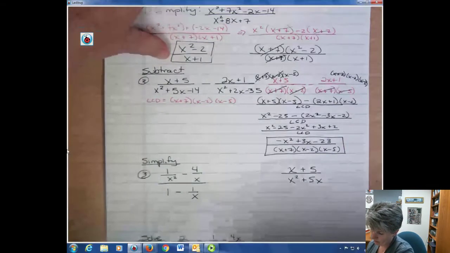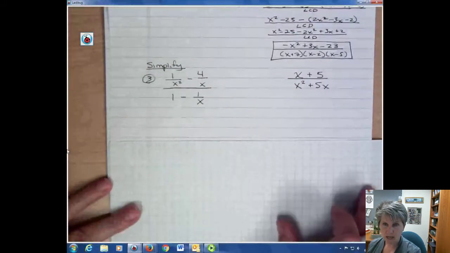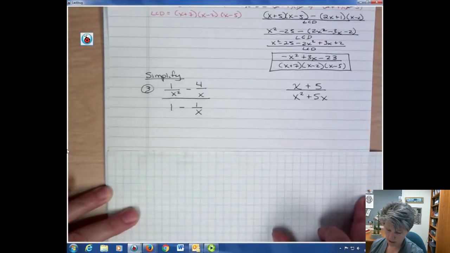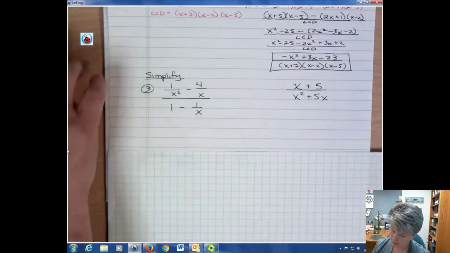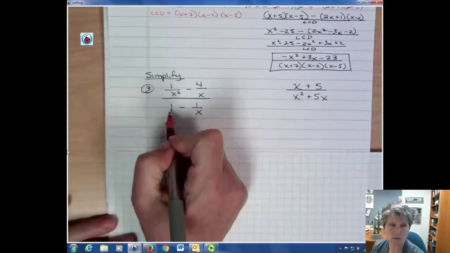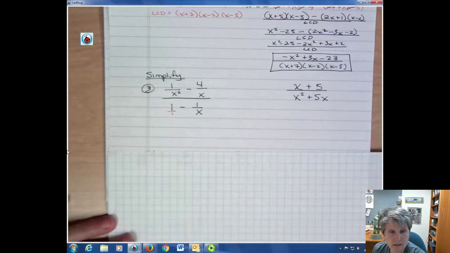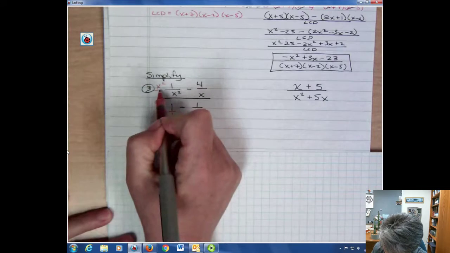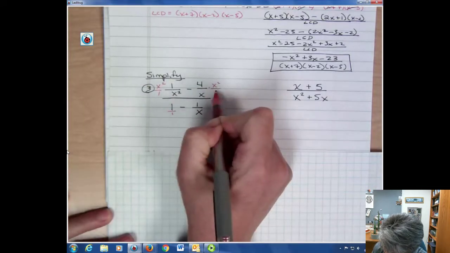Okay, next we have a simplify a complex fraction. And the steps for that are going to be to find the least common denominator and then multiply everything by it. This is like 1 over 1. So the LCD here, I have x's and then x squareds. So the least common denominator is x squared. So I'm going to multiply everything times x squared.